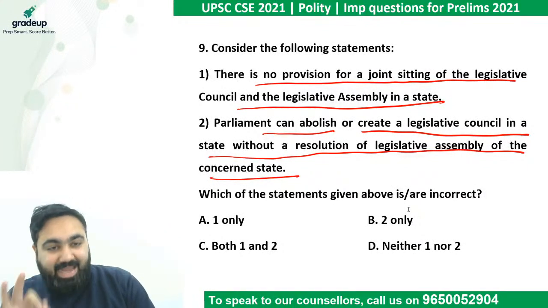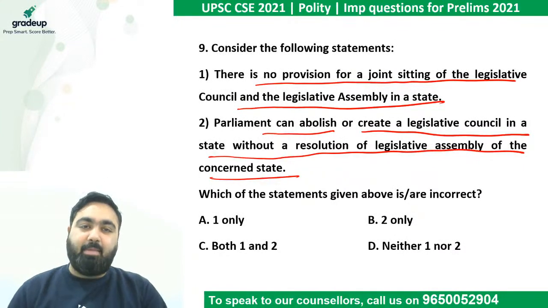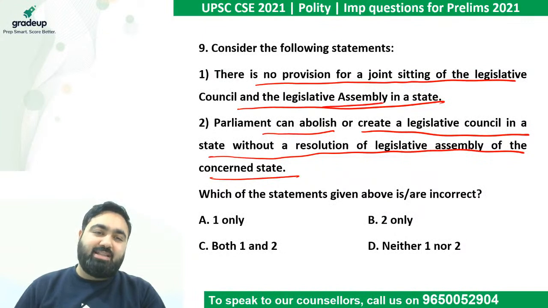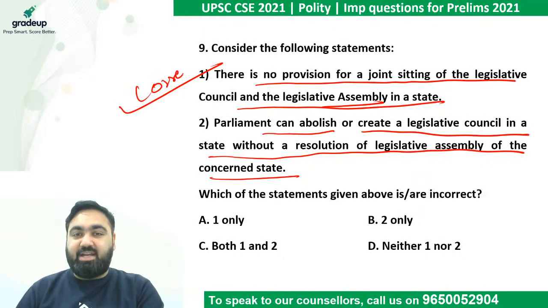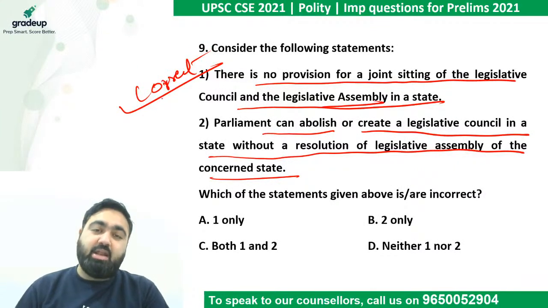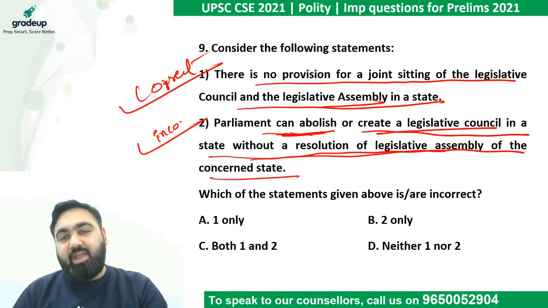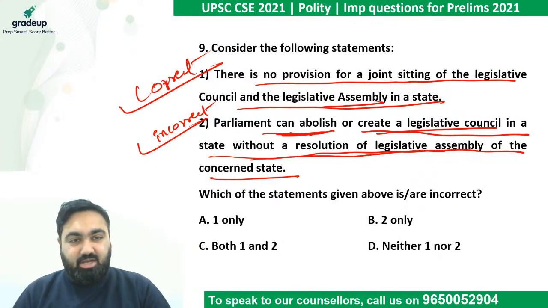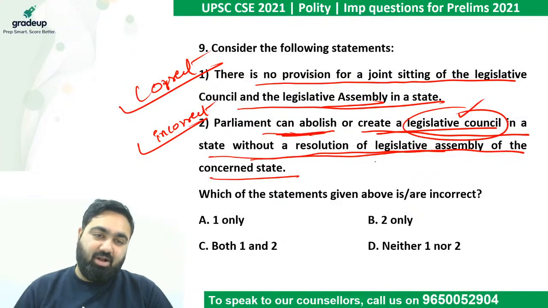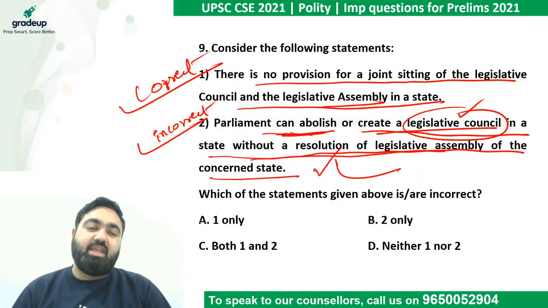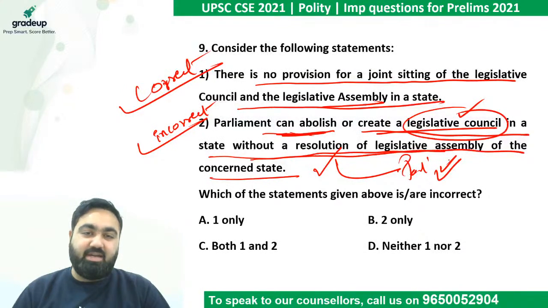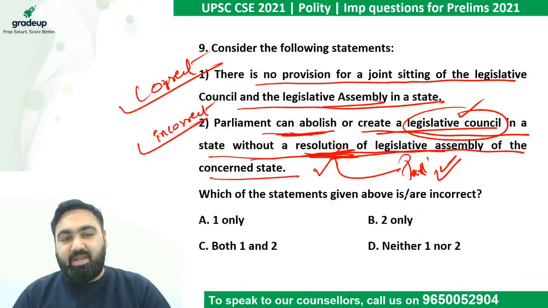See, again, you have to tell the incorrect one. Okay, let's see if you got this right. Number 1. There is no provision for joint sitting at the state level. This is correct. Joint sitting only happens at the parliament. Joint sitting does not happen at the state level. Second, parliament can abolish or create a legislative council without a resolution of the assembly. No, it cannot. If any state wants a new legislative council or wants to abolish a legislative council, then the state has to pass a resolution. They will send it to the parliament and then the parliament will take the decision. Parliament cannot take the decision without the state's resolution. So second is incorrect, meaning that the answer is B.